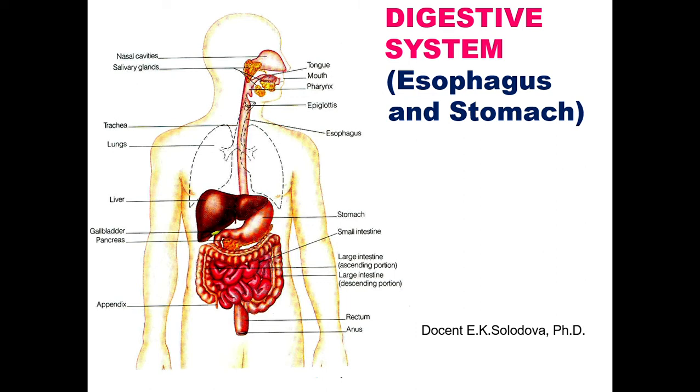Good afternoon, dear students. Today we'll be discussing the histologic structure of two organs of the digestive tract called the esophagus and the stomach.